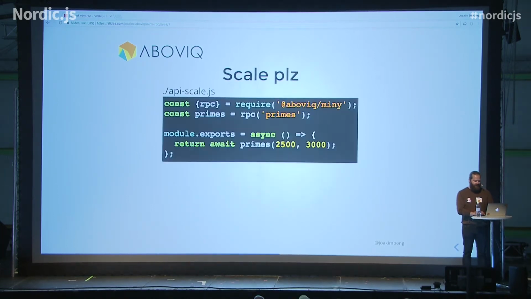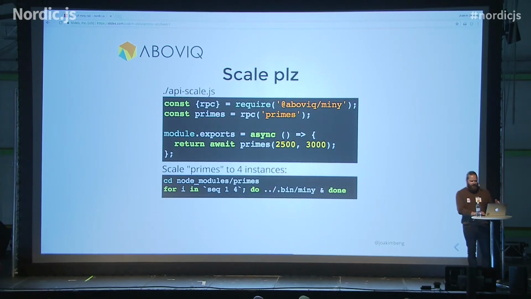And the scaled version is just one more line above. And we use the primes module. We replace require with our own RPC call. And I've put the async await here. It's not needed, but it's just to demonstrate primes is now asynchronous and returns a promise.